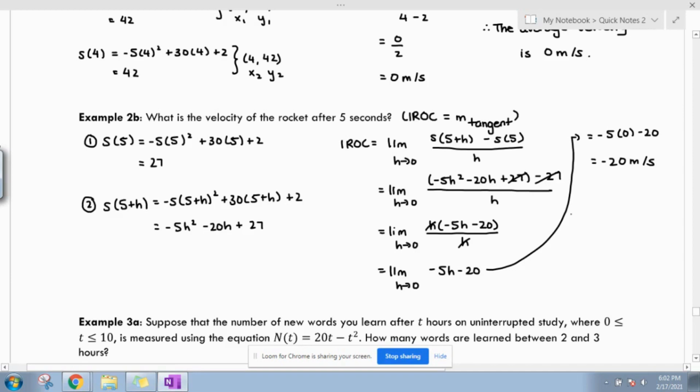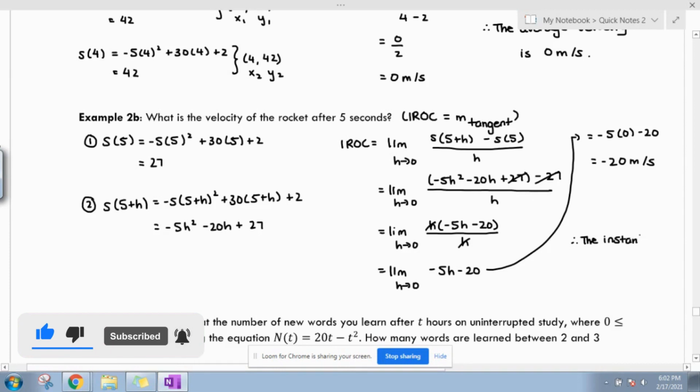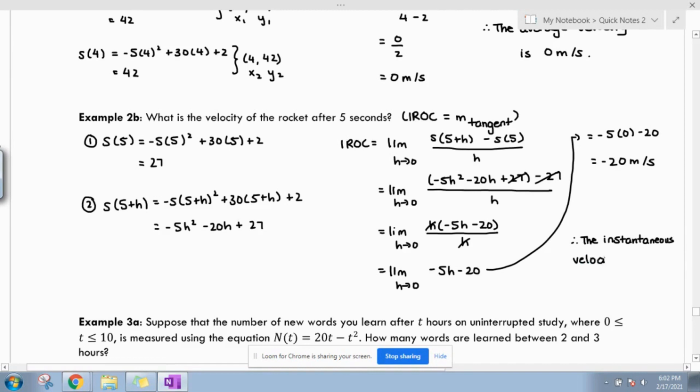And so what this indicates here is that the instantaneous velocity of my rocket after 5 seconds is negative 20 meters per second. So I'm just going to write here, therefore, the instantaneous velocity is negative 20 meters per second. Now, if you think about it in terms of direction, up would be positive. So negative here would mean that technically our rocket is falling at 5 seconds. It's actually falling down. So that's kind of how you can put together rate of change in terms of direction, since we see negative here.